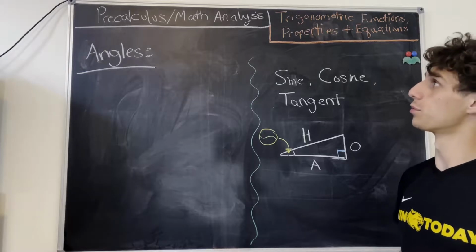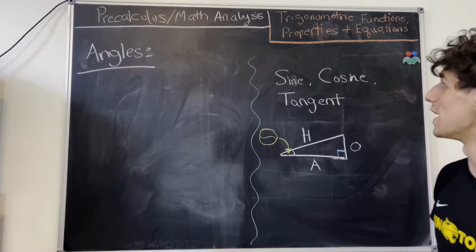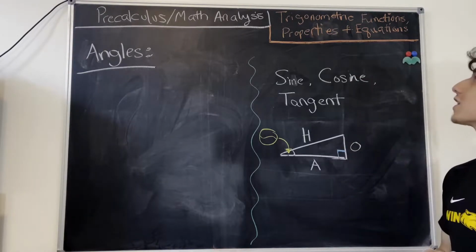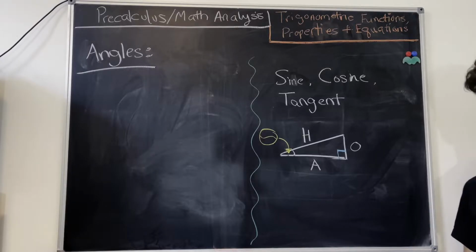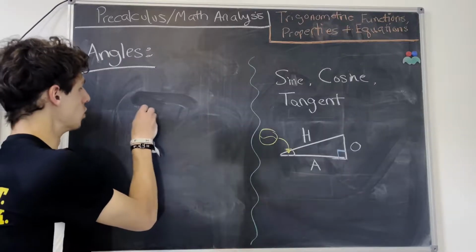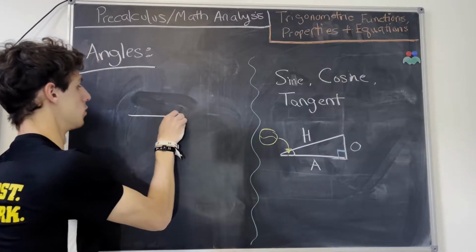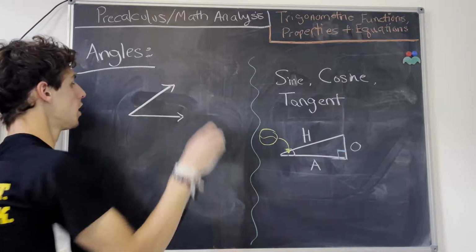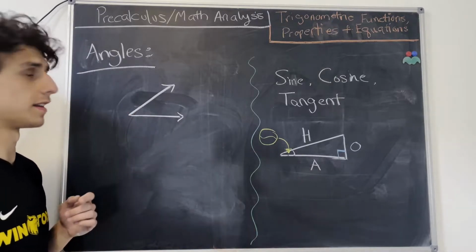This is a video I'm doing for a pre-calculus or math analysis type class. In this video, we're going to be going over trigonometric functions, properties, and equations, as well as a brief introduction to angles. So an angle is comprised of two rays, which are two line segments that are joined at a single point.